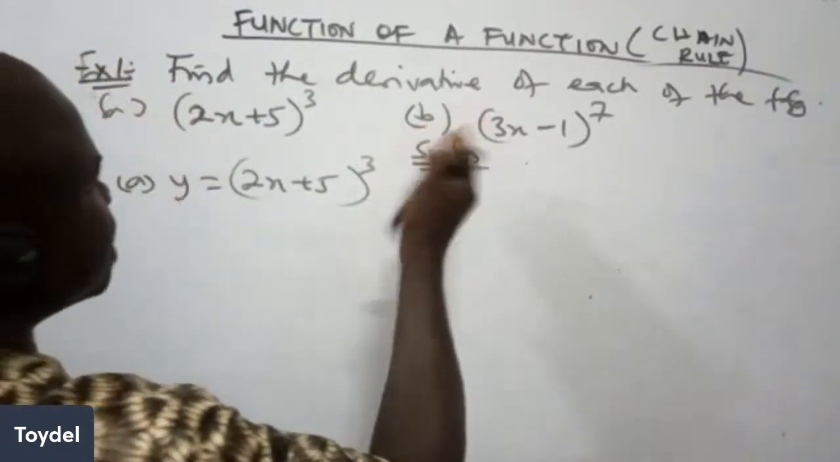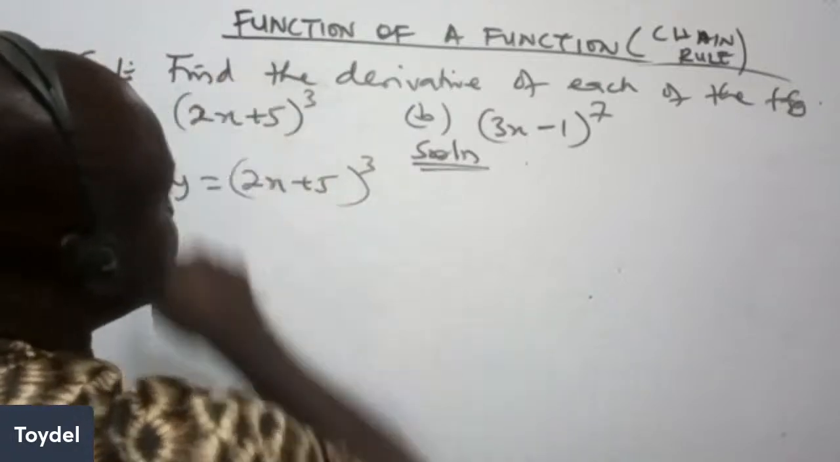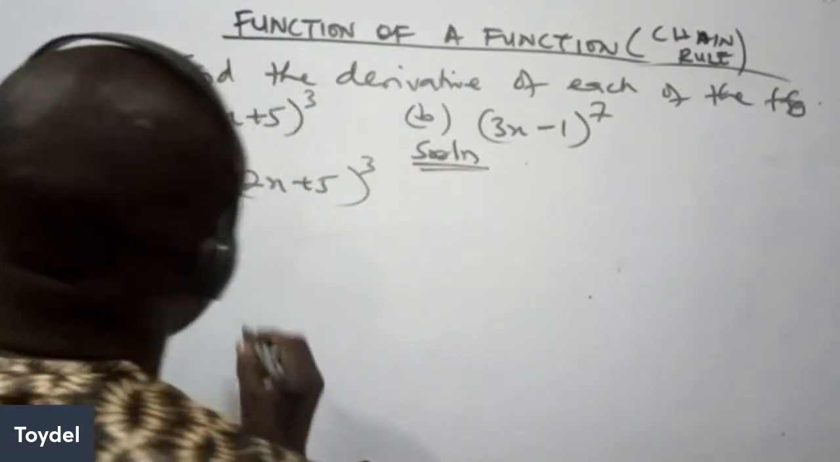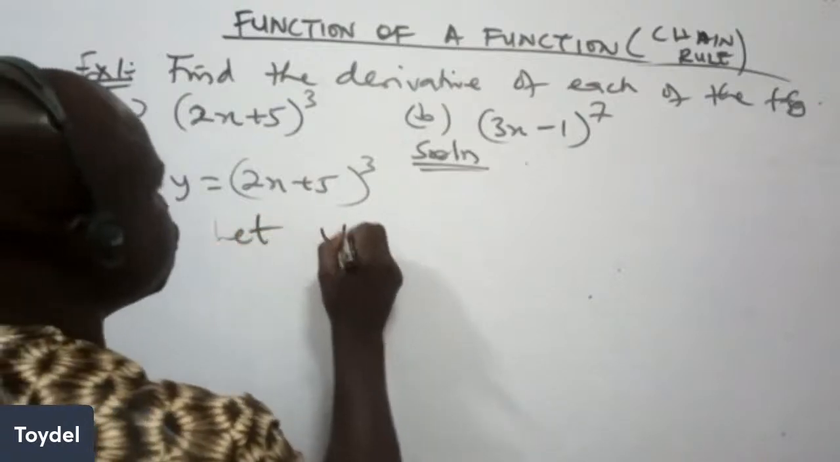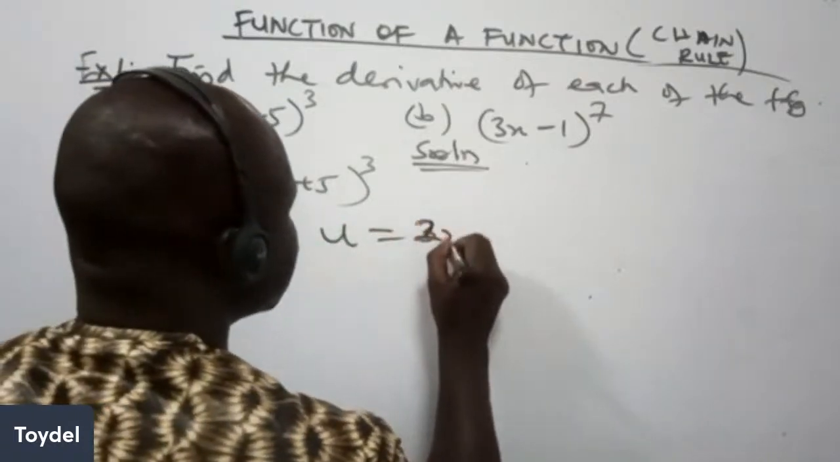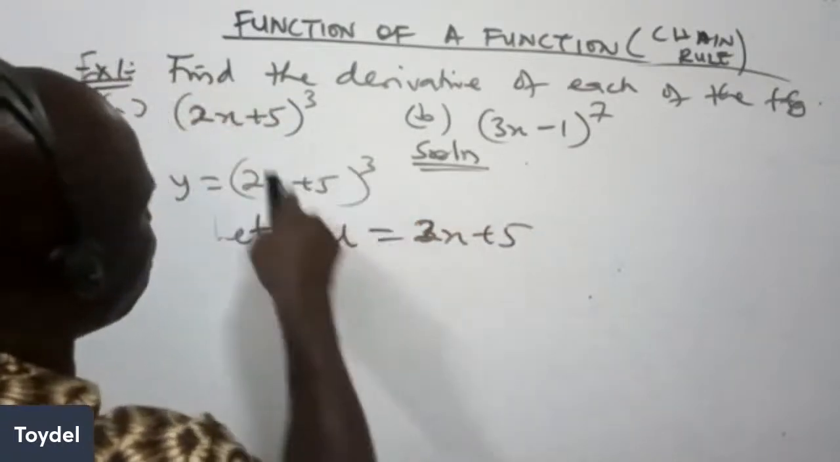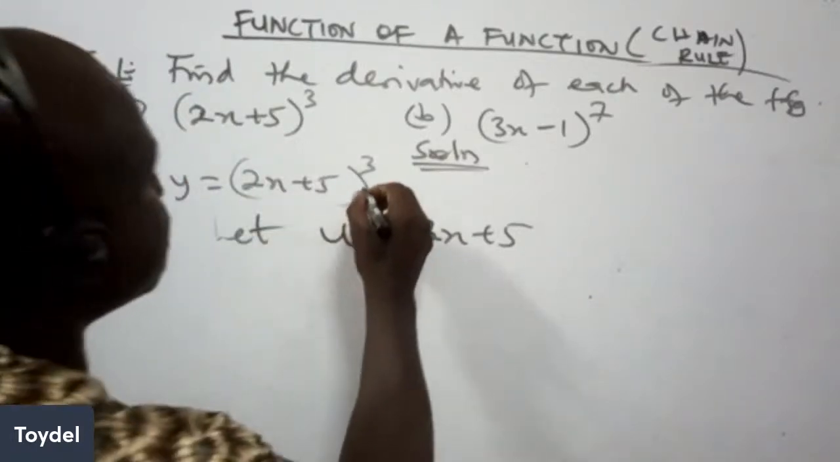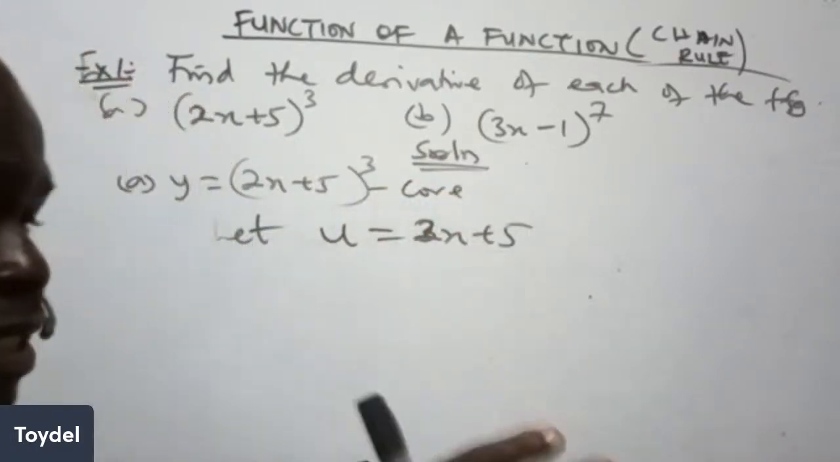But in order not to stress myself, if I understand the concept of function of a function, I can just go ahead and do this directly. Then what am I going to do? I will say let u be equal to 2x + 5. What I have inside the bracket is called the core. So I will represent the core by u.